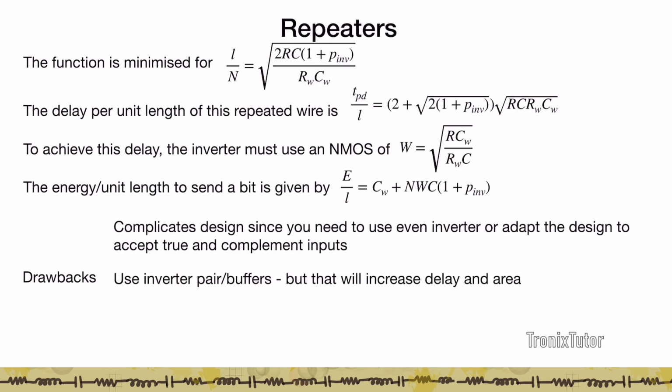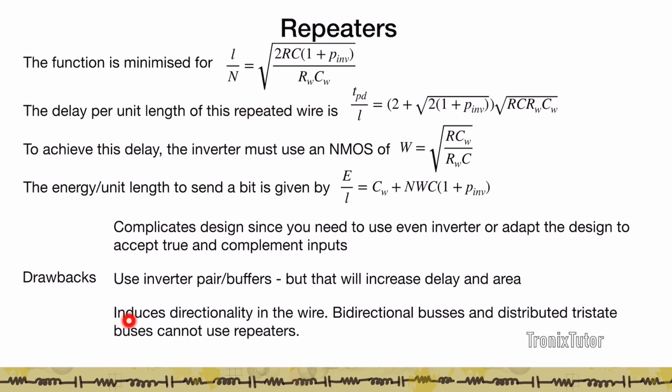If I use inverter pairs or buffers, then that's going to further increase the delay and the area associated with the repeaters. And the other problem is that generally wires using repeaters tend to be directional, right? So having a repeater induces directionality in the wire. And so if you look at bidirectional buses or tri-state buses, those cannot be optimized using repeaters. So repeaters can be used in a very small number of cases where you have unidirectional signaling on the chip.